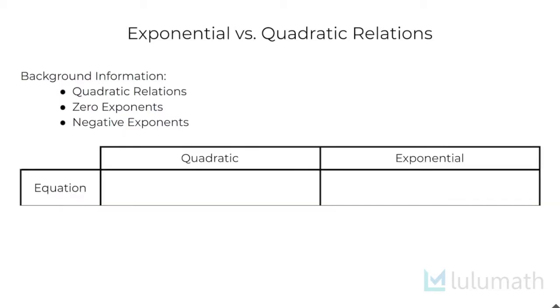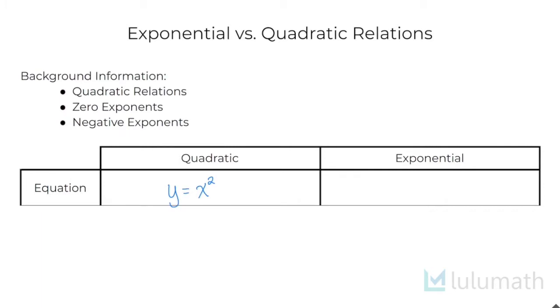So let's organize what we know. We have quadratic relations, and we have exponential relations. For their equations, we're going to talk about just the basic equation. The basic quadratic equation is simply y equals x squared. This is the most basic quadratic relation, or the parent function of a quadratic relation.